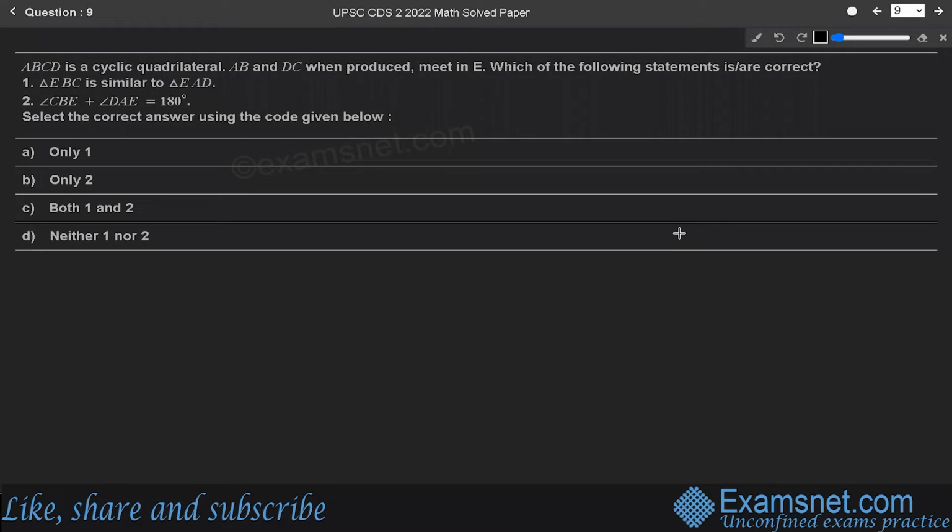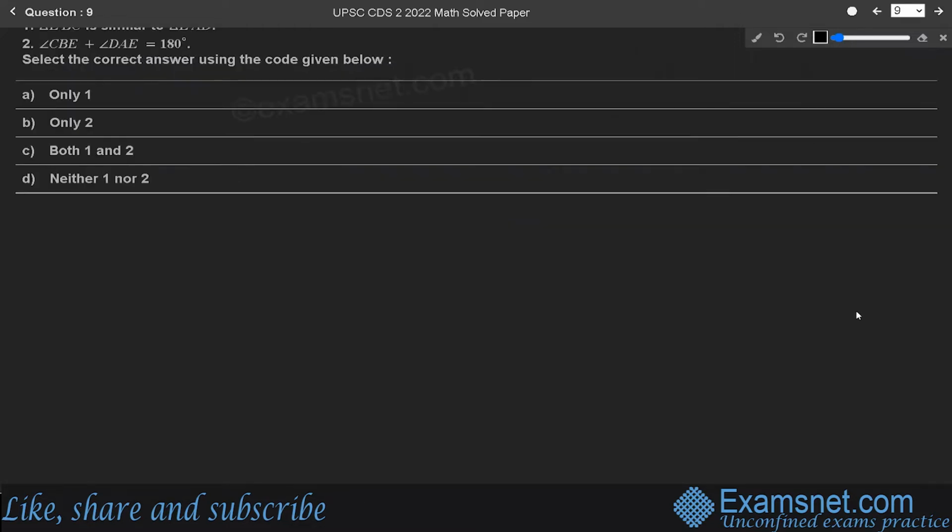Next question is ABCD is a cyclic quadrilateral. AB and DC when produced meet in E. Which of the statements is or are correct? You can see that almost all the questions have a cyclic quadrilateral or cyclic trapezium or cyclic parallelogram. So first let us make a cyclic quadrilateral.